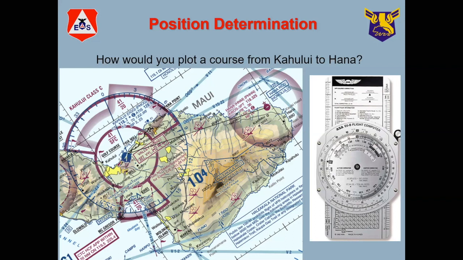What heading would we be going? Well, actually, your course would be 095 degrees. The heading would depend on the wind. Exactly. So the course is 095 degrees, but the heading has to be changed for the wind. And there's actually another trick question to this too.